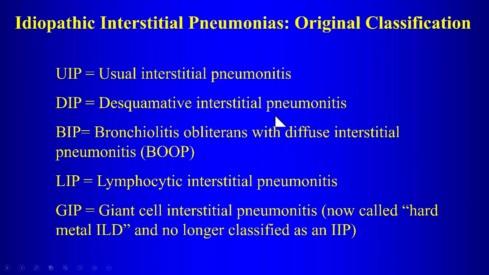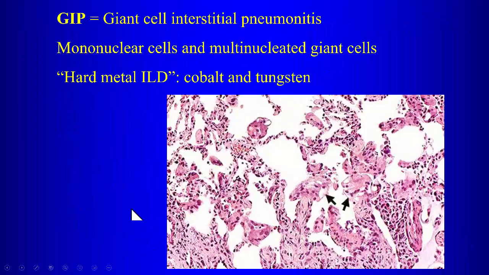DIP, desquamative interstitial pneumonitis, so we get into this alphabet soup and we'll talk about what these terms mean as we progress. BIP came to be called BOOP, but now we call it cryptogenic organizing pneumonia as an idiopathic disease, or organizing pneumonia as the histologic pattern. LIP, or lymphocytic interstitial pneumonitis, and what he initially described as giant cell interstitial pneumonitis, or GIP, we now know is not an idiopathic interstitial pneumonia, it's a hard metal pneumoconiosis, so this is no longer classified as an idiopathic interstitial pneumonia.